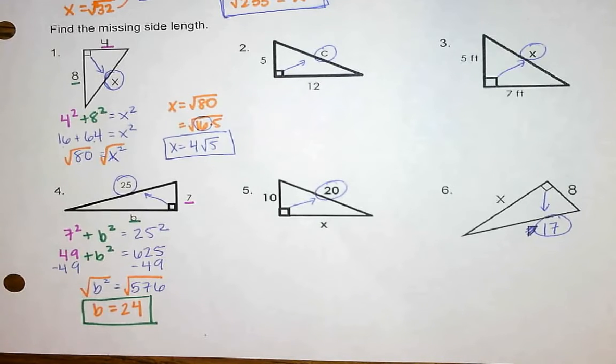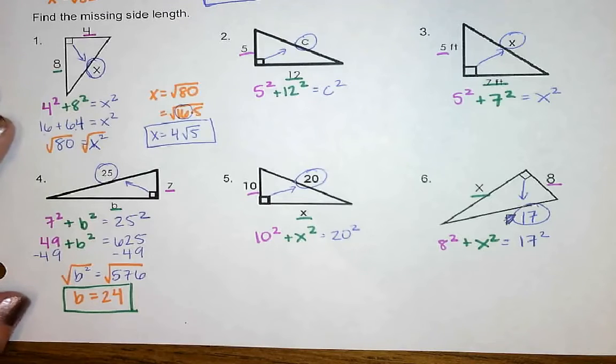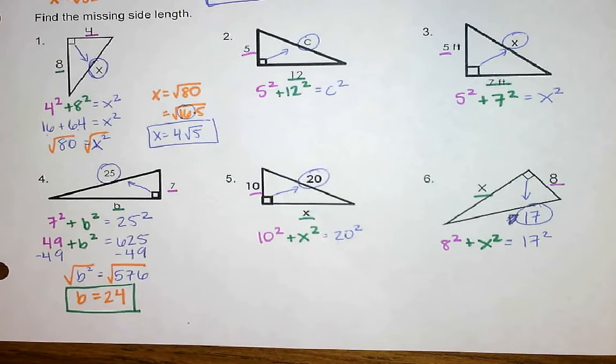All right, guys, so just to show you, this is kind of like the intermediate step on all of 2, 3, 5, and 6. I just showed you how I set it up. And then you guys can work on actually solving it. So on 2 and 3, the unknown is the hypotenuse. On 5 and 6, the unknown is the leg.